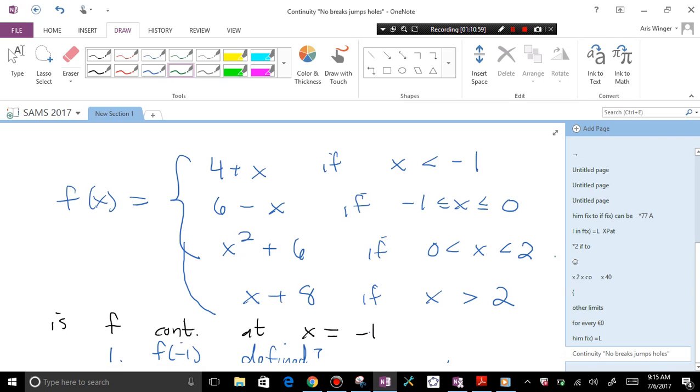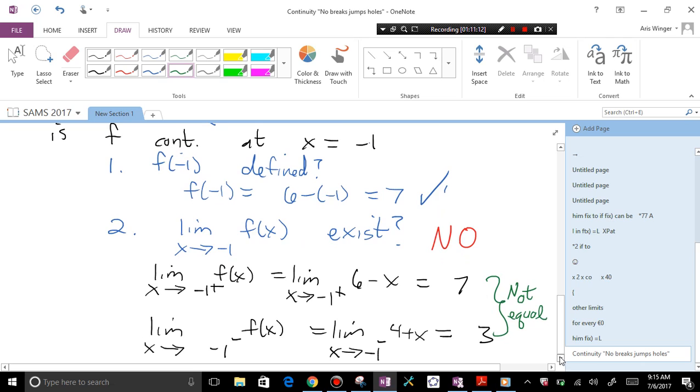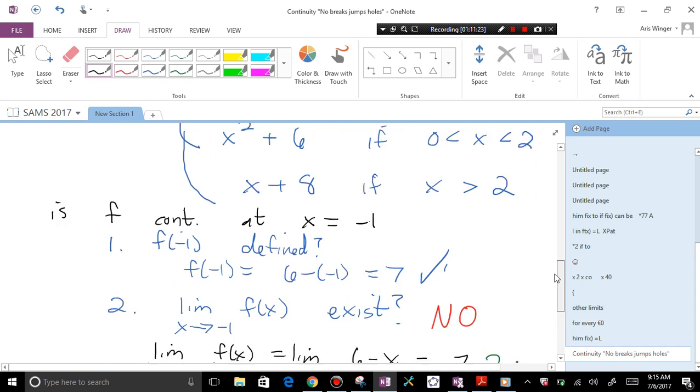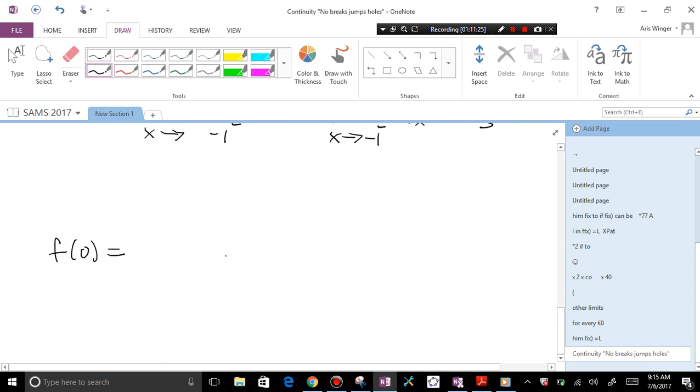We want to check 3 things for 0. Is f defined at 0? Yes, it is. f of 0 is 6. Perfect. f of 0 is 6 minus 0, which equals 6. f of 0 is defined. Looks like this limit is going to work out.